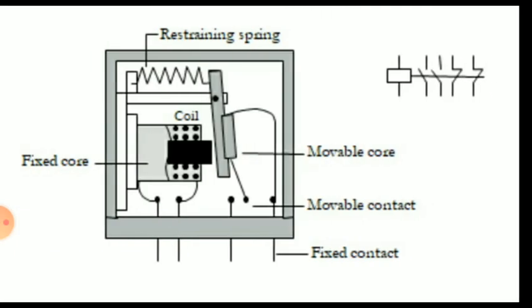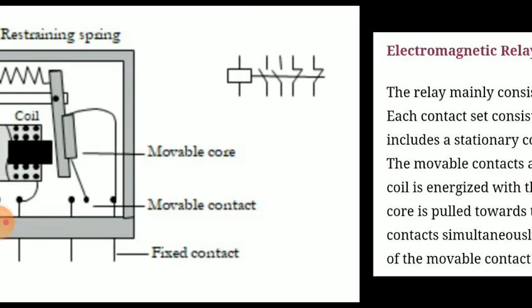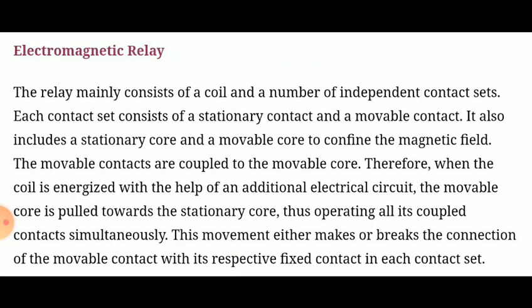So this is an electromagnetic relay. You can see the movable core, movable contact, fixed contact and the fixed core. And there is a restraining spring. So the working of that electromagnetic relay is shown in this slide.